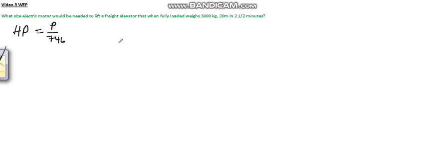And we go, do we know watts? No, we don't know watts. And what is the formula for watts? Well, we know the formula for watts would be E times I, but we don't know E or I, so we have to go, okay, what about the other power formula, which is work over time? So power in watts is equal to work over time.